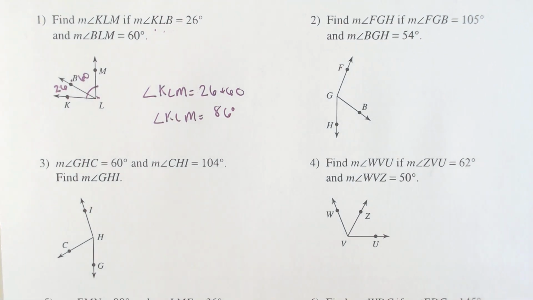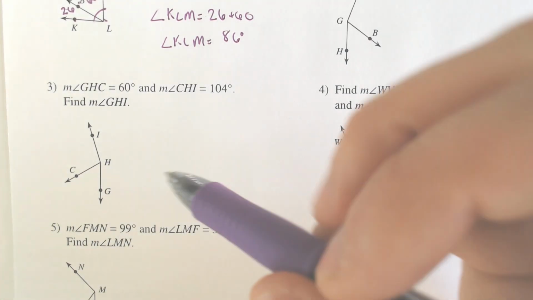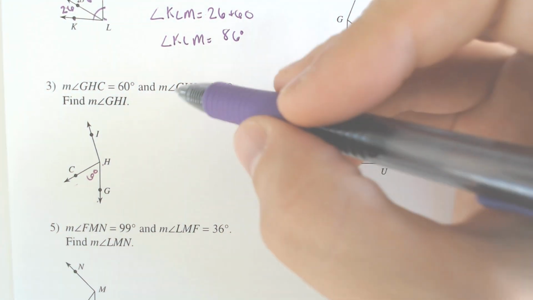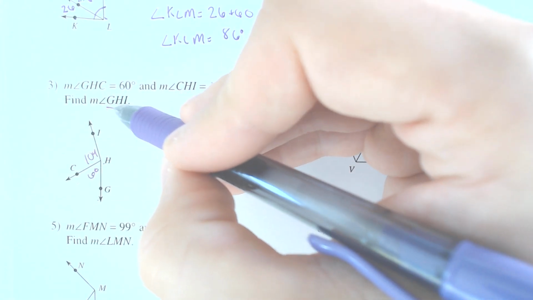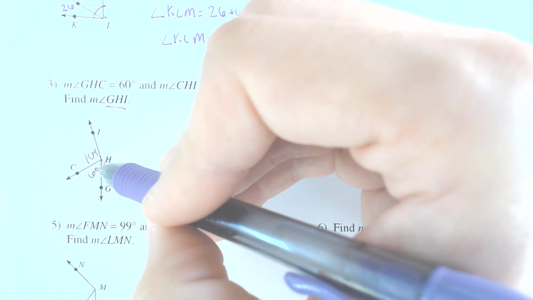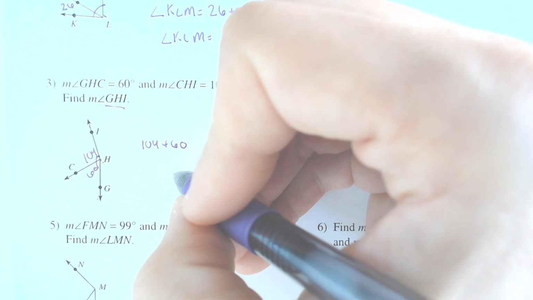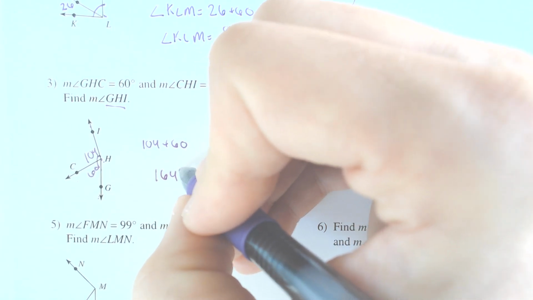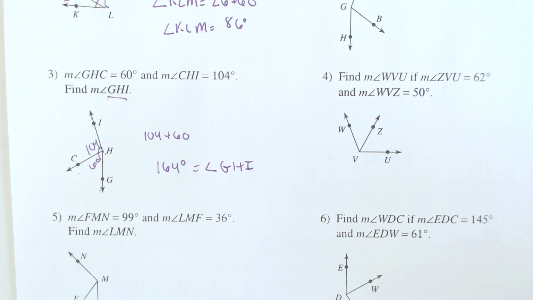All right, so let's try another one. We got angle GHC. Well, GHC is this part right here, 60. And then CHI is 104. Again, we are looking for the entire angle, G to H to I, so you would have to put these two things together. 104 and 60 make a grand total of 164 degrees for angle GHI.